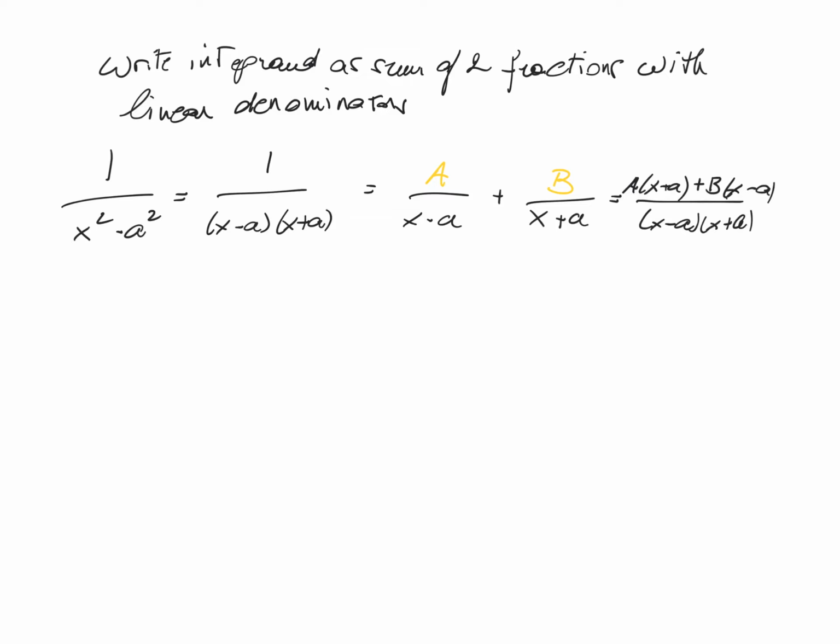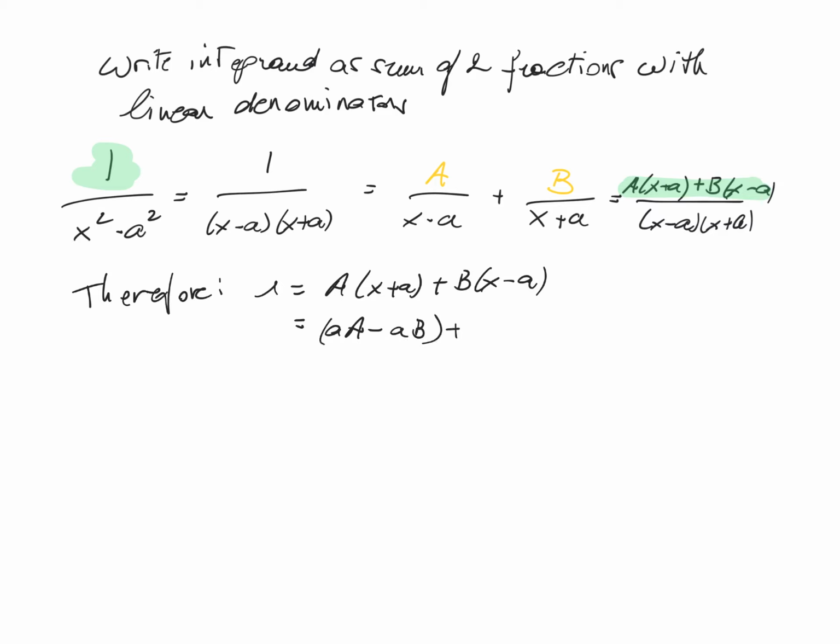We now have two expressions for the same thing. So on the left we have 1 over x squared minus a squared. And on the right we have A times x plus a plus B times x minus a, also over x squared minus a squared. And logically these two have to be the same. Therefore we get 1 is equal to A times x plus a plus B times x minus a. So this is a times A minus a times B plus x times A plus B.